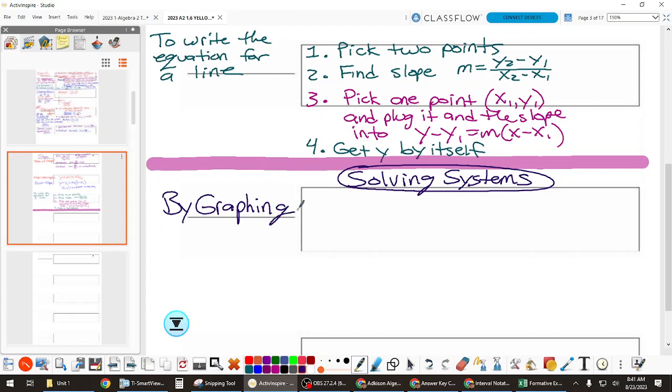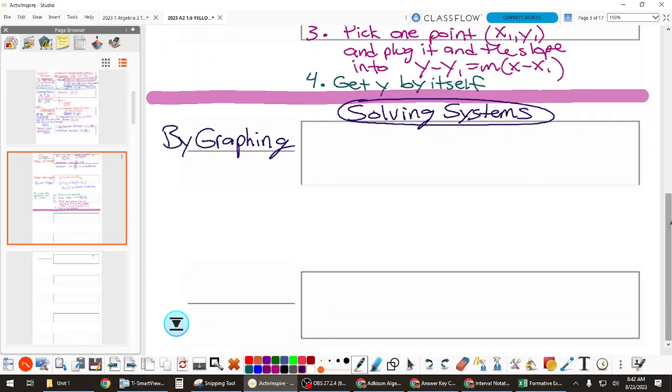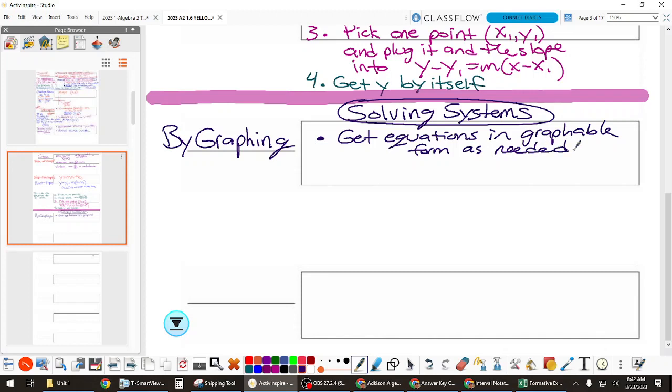How many of you, if you're doing this on the calculator, took notes on how to do it? Good job. You'll remember it next week. Guys, I don't write everything that you might need, so make sure you're writing stuff that you need. First, you need to get equations in graphable form, and I'm going to say as needed because maybe you won't need to, but most likely you will. So get equations in graphable form.